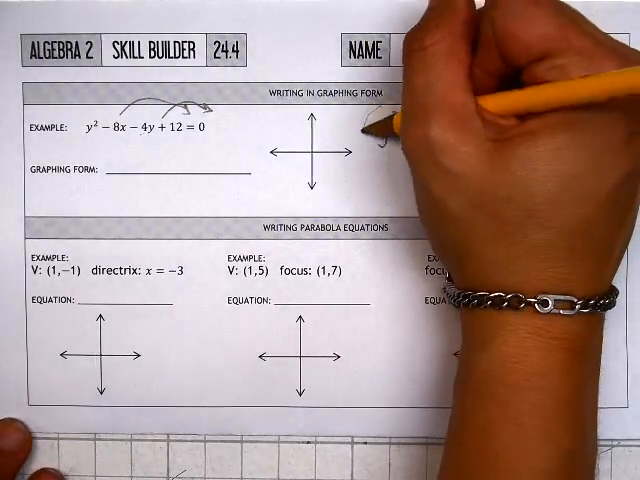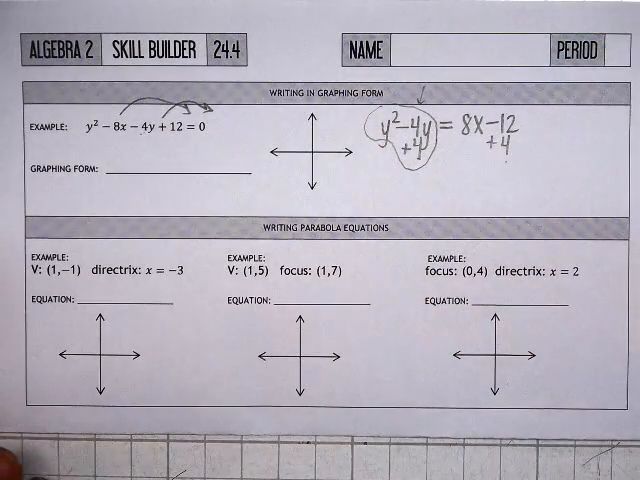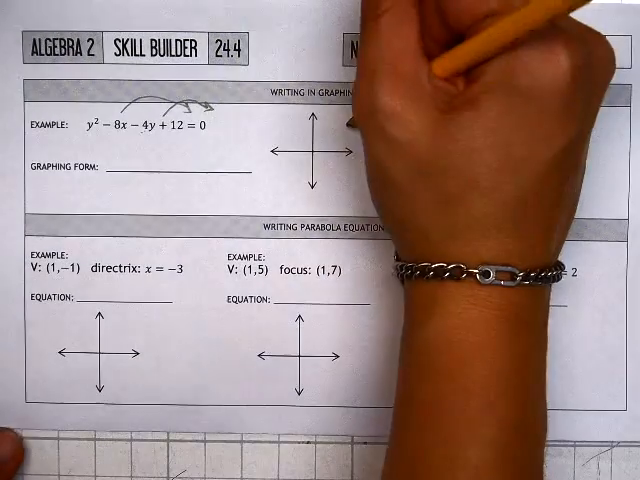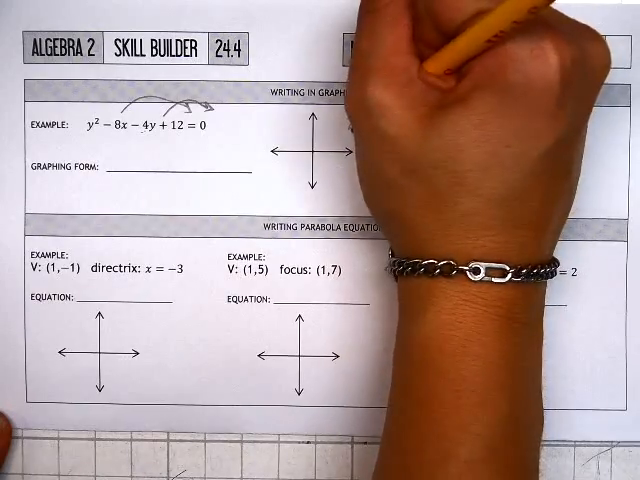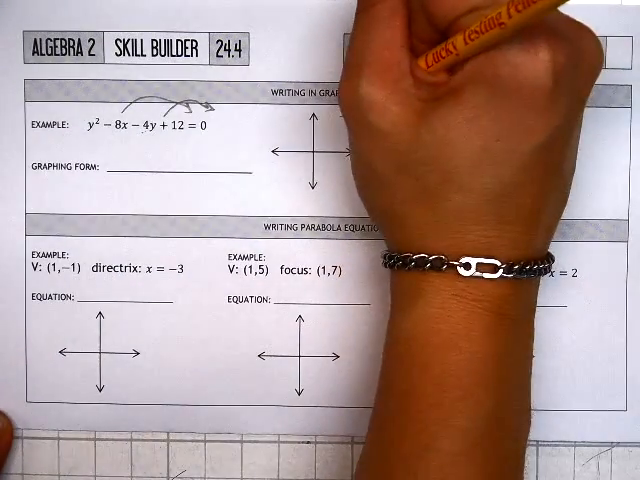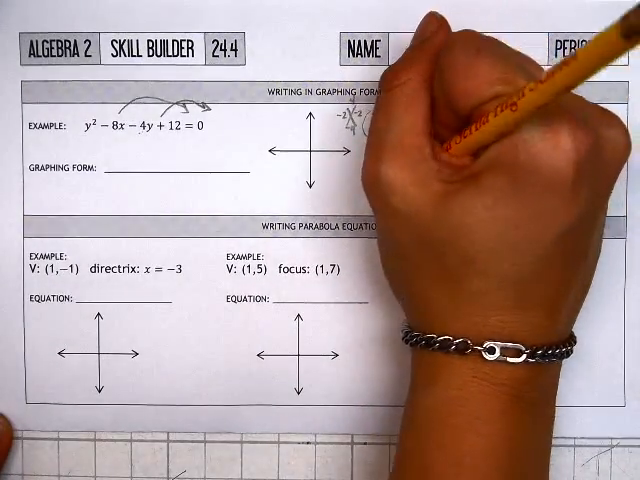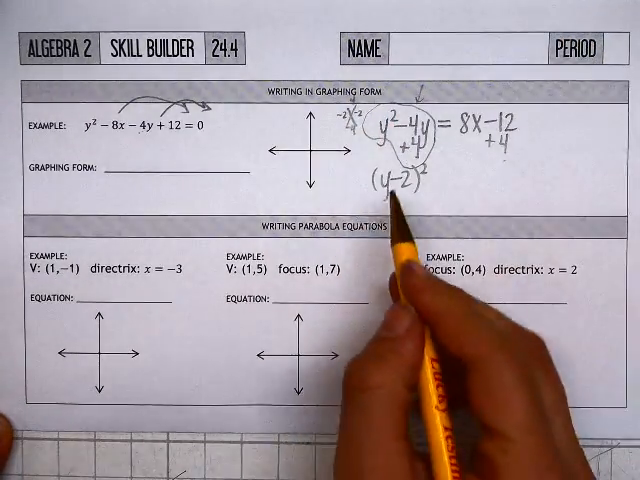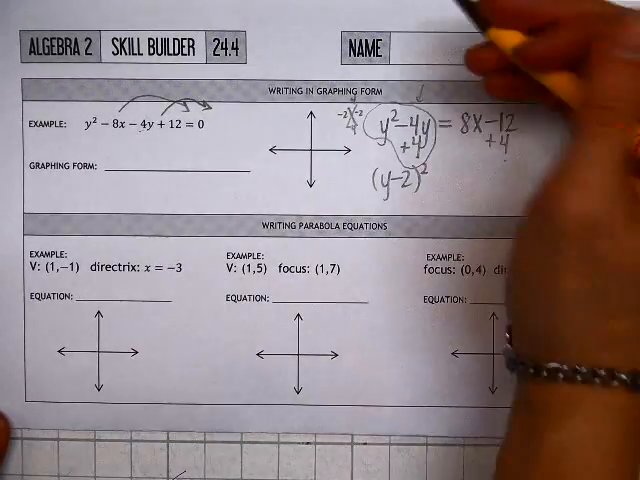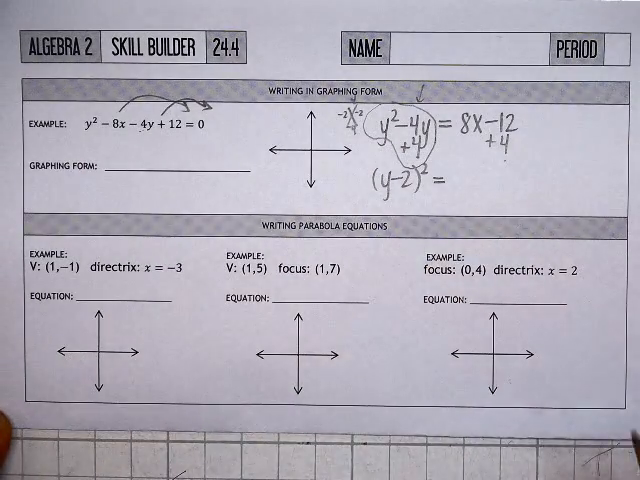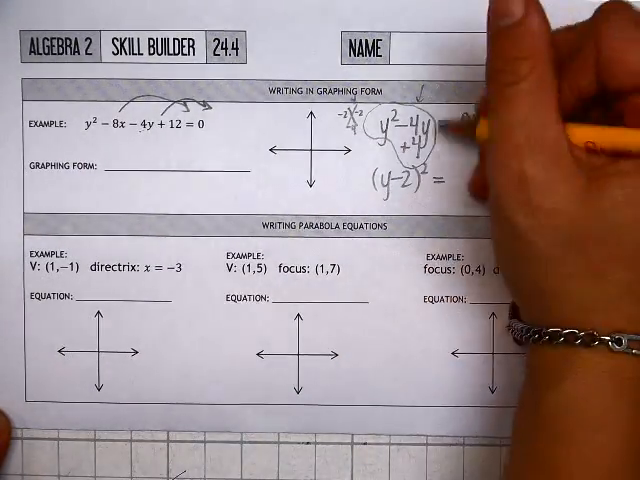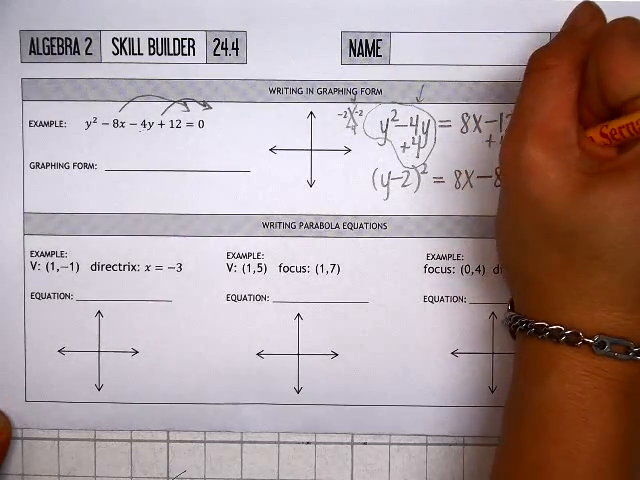Now on the left side, y squared minus 4y plus 4, that's a diamond problem. We need to find numbers that multiply to 4, add to negative 4. Since those numbers are negative 2, literally the same number twice, we're going to write that as y minus 2 squared. So just basic factoring there. On the right side, we're just going to combine like terms. 8x minus 12 plus 4 would give us 8x minus 8.